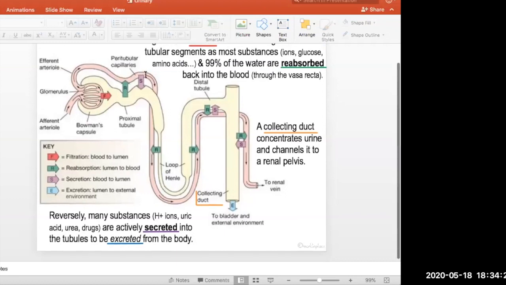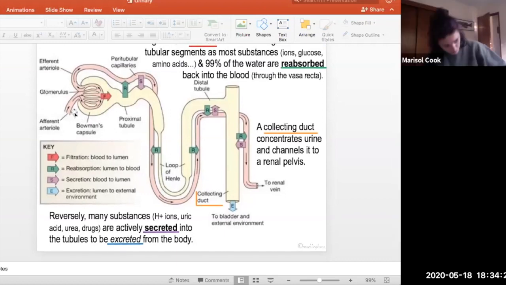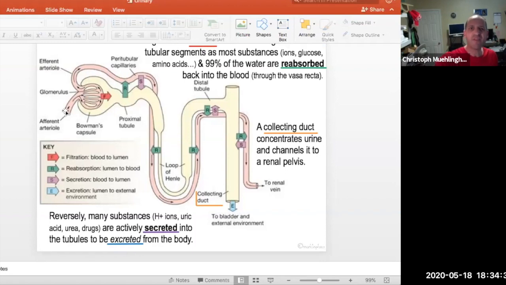So filtration is when the blood goes through the glomerulus and squeezes all that stuff out that we then call filtrate. So that's filtration. And then in the proximal convoluted tubule, in that whole tube, basically, we reabsorb. So the reabsorption is from the perspective of the blood vessel. So it goes back into the blood. So it comes out of the filtrate, goes back into the blood.